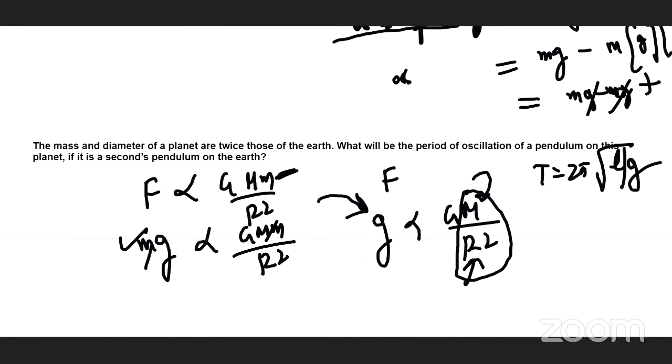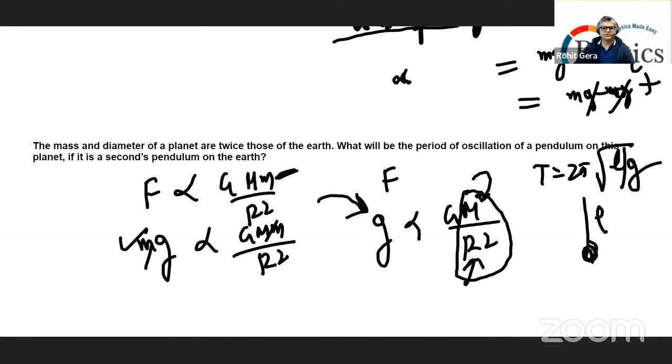सही है. पेंडुलम का एल होता है, ये जिस प्लेनेट पे पेंडुलम है उसकी जी लेनी होती है इस फॉर्मूले में. Put it, compare T of planet and T of Earth, and then say what is the period of oscillation of the same pendulum on this planet. करो, राइट.